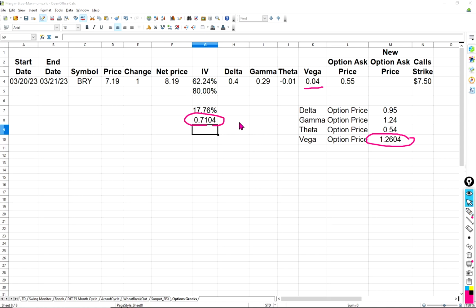Okay, let's do the math. Is 71 cents plus the 55 cents $1.26? There it is. Bingo. These two match, right? So we know the equation over here is working properly. Okay, we can delete that. That's fine. Thank you very much.